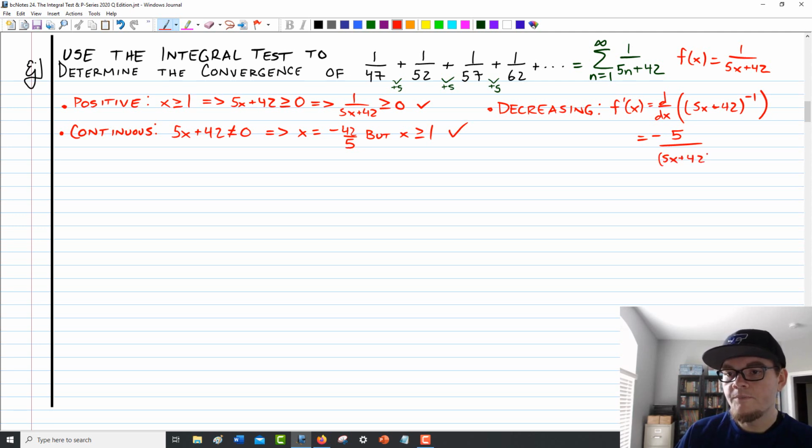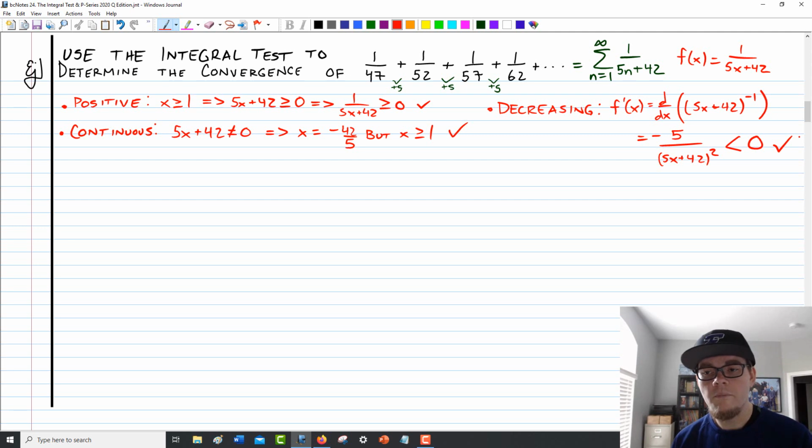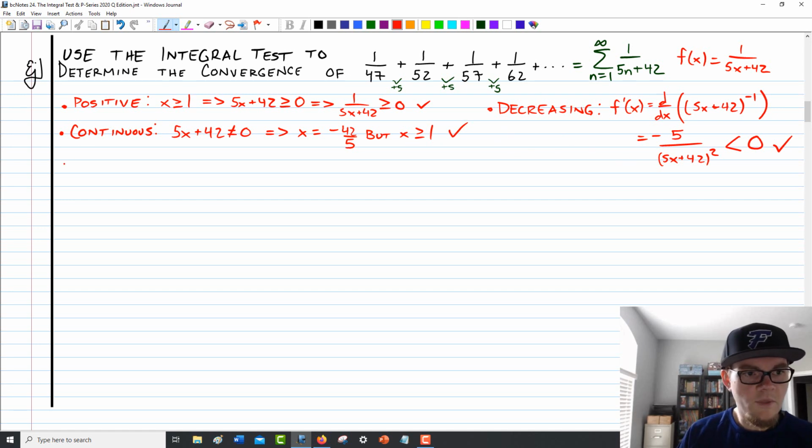5x plus 42 squared. So in looking at this expression, the denominator is always greater than or equal to 0. The numerator is always less than 0. What that means is that this entire thing is negative, which means, of course, that we're decreasing. So that's what we wanted to see, was that we had a decreasing function, and this one is indeed strictly decreasing. So we're in good shape so far. We've got all the necessary conditions. What this means is that we can use the integral test.